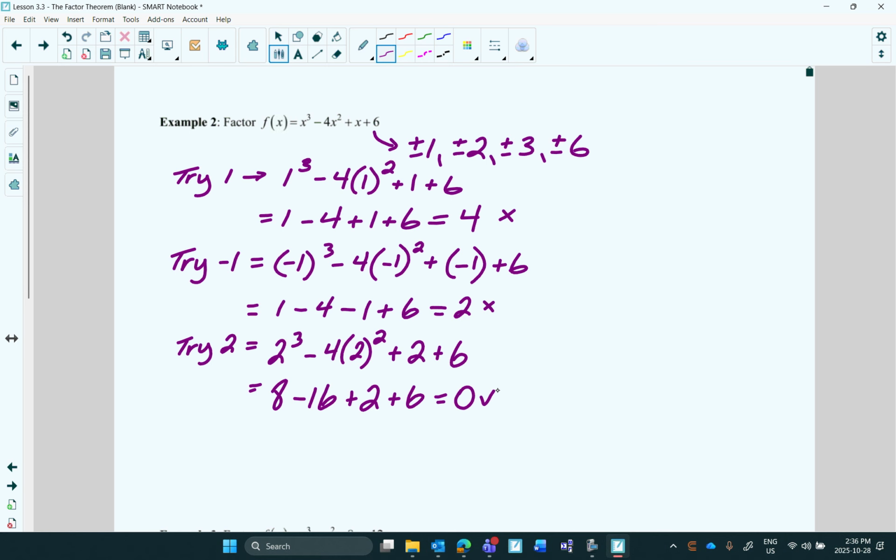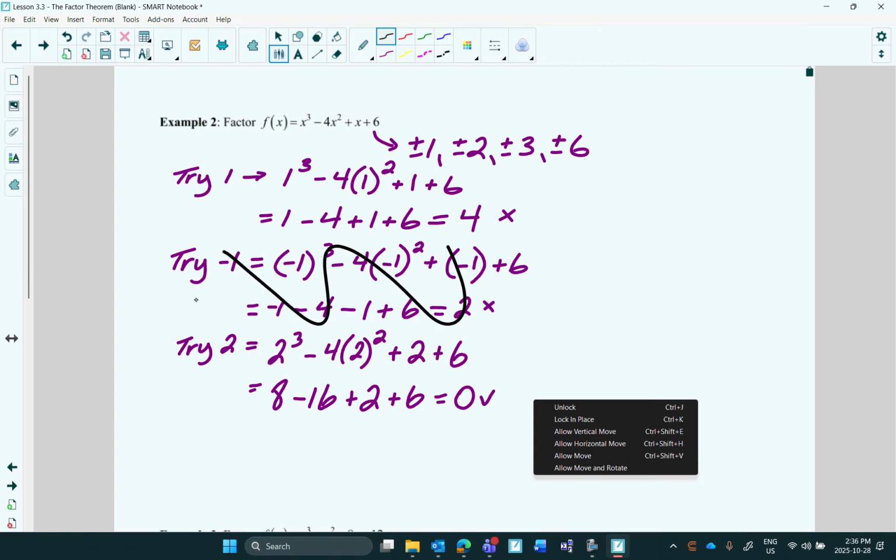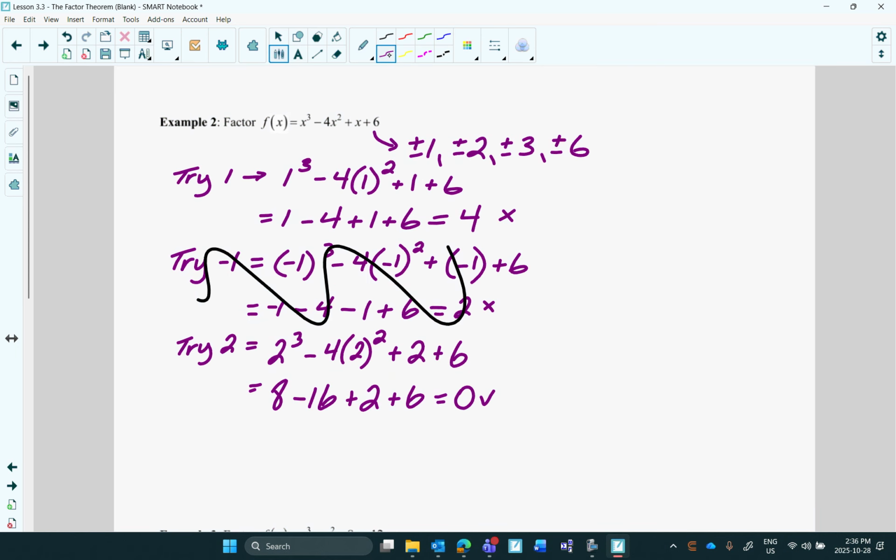So, for -1, is it -1 cubed minus 4 times...? Don't cancel it. Yeah, you're right. So that means -1 would have worked. Okay, so I messed that up. So I'm just going to forget about that and stick with this one. So what's the factor that I found? X minus 2.